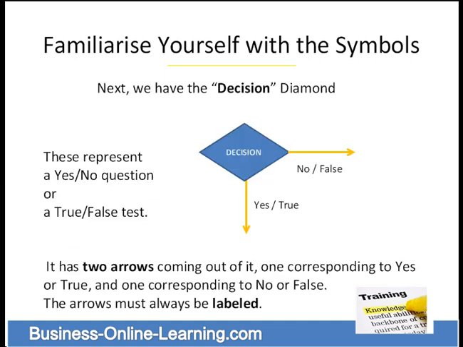Next, we have the decision diamond. This represents a yes or a no question, or true or false. Typically, it will have two arrows coming out of it, one corresponding to a yes or true, and one corresponding to a no or false. The arrows must always be labelled.